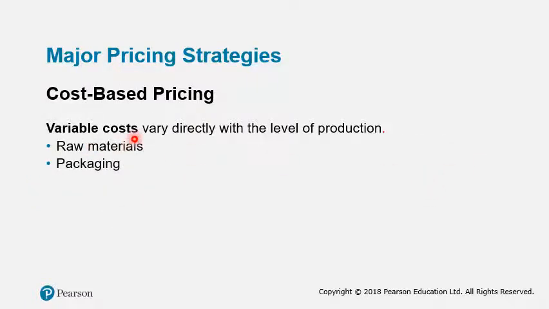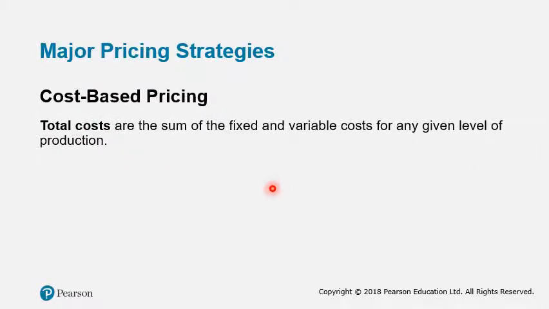Next is the variable cost. Variable cost will change as production increases. Variable cost will increase, for example, the raw materials and also the packaging costs. As you produce more, the variable cost of your products will increase. And then you have the total cost, which is the sum of fixed and variable costs for any given level of production. So total cost equals total fixed cost plus total variable cost.